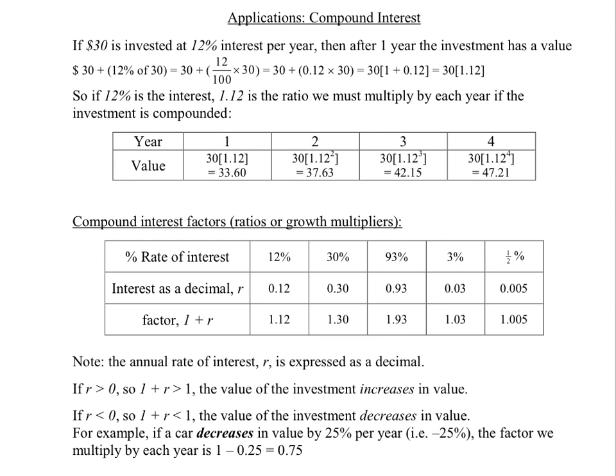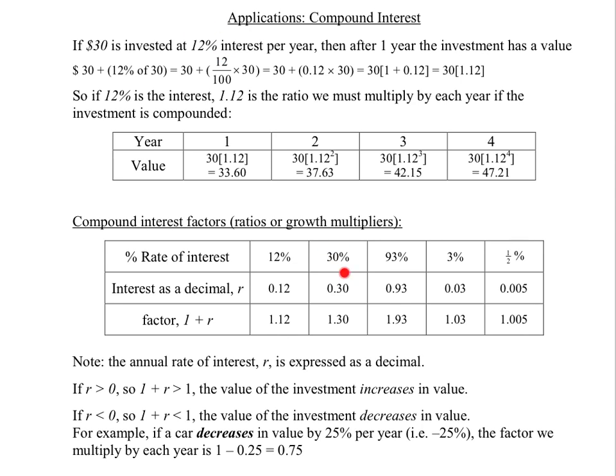If you wanted the amount after 4 years, you could just do 30, and instead of doing times 1.12 times 1.12 times 1.12 times 1.12, just multiply by 1.12 to the power of 4 to get straight to your answer. Now, that is what we do if we have a 12% interest rate.